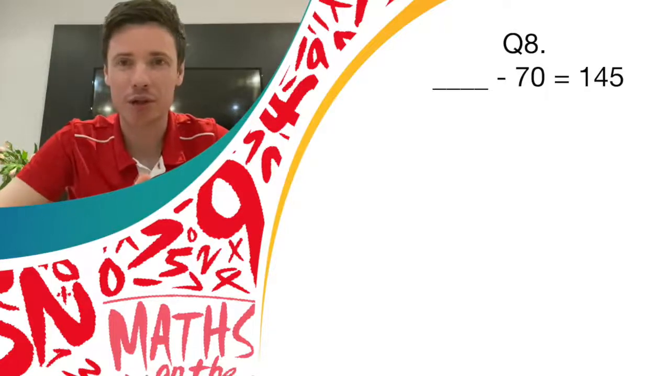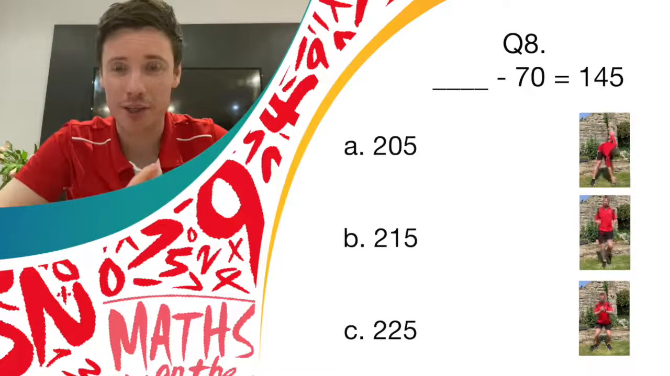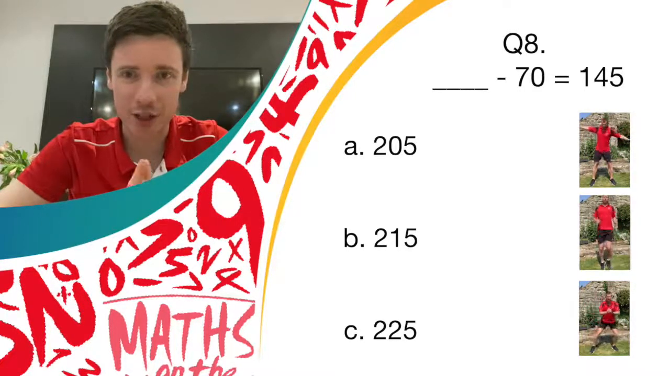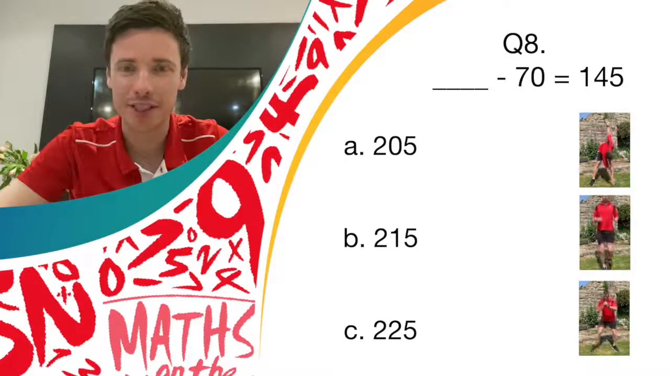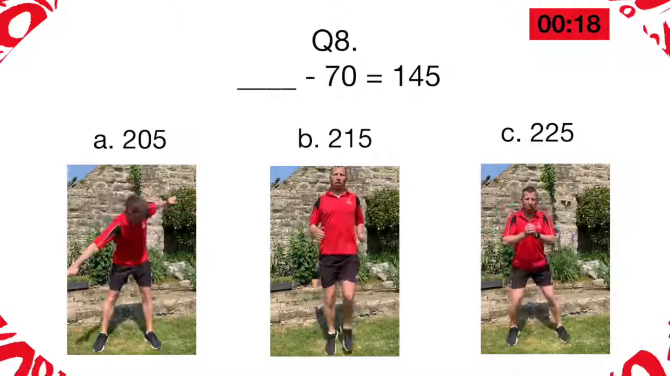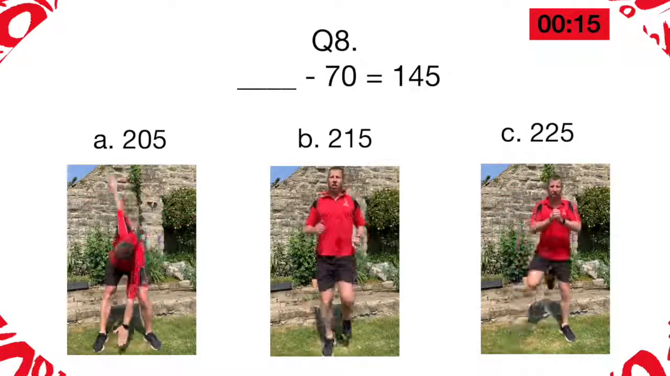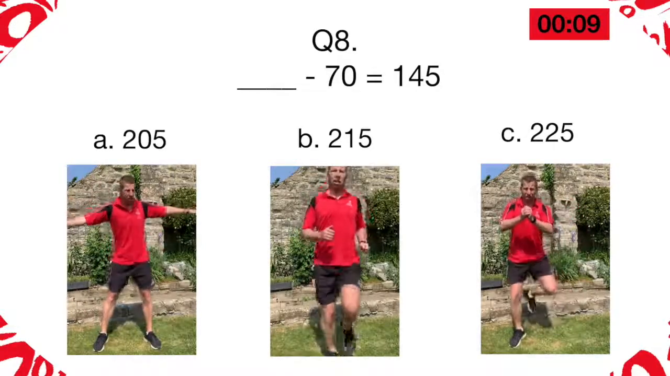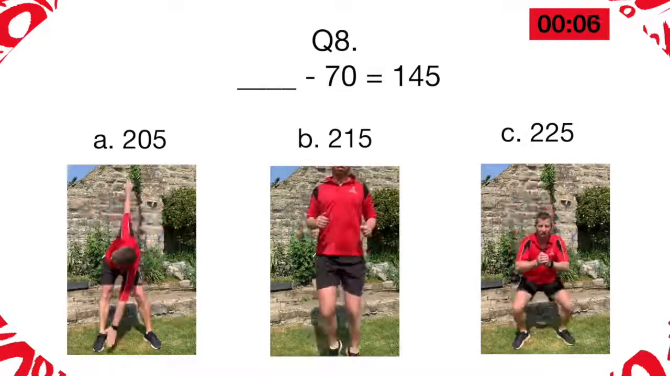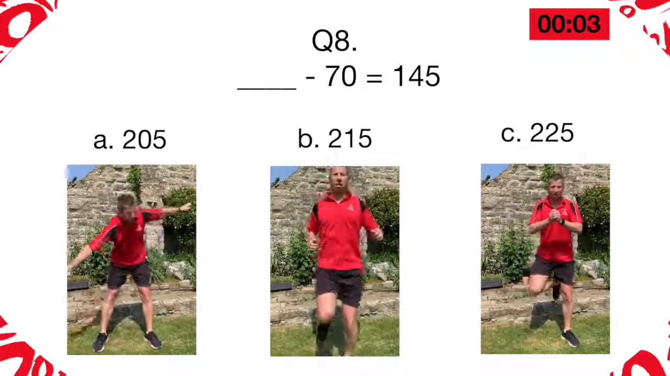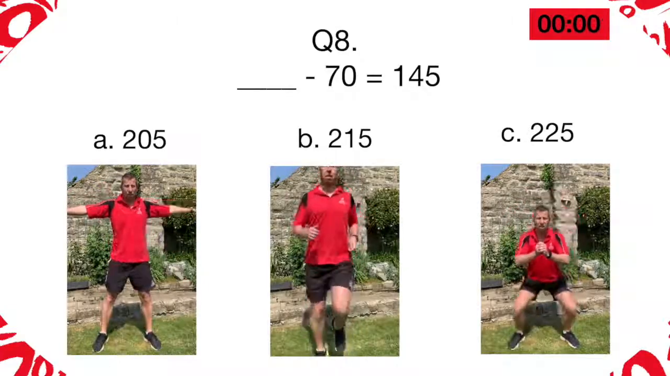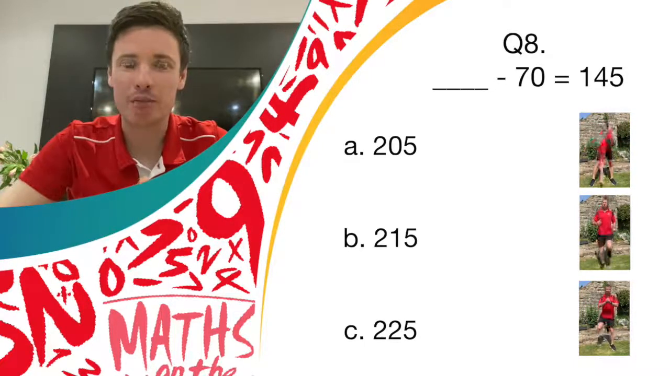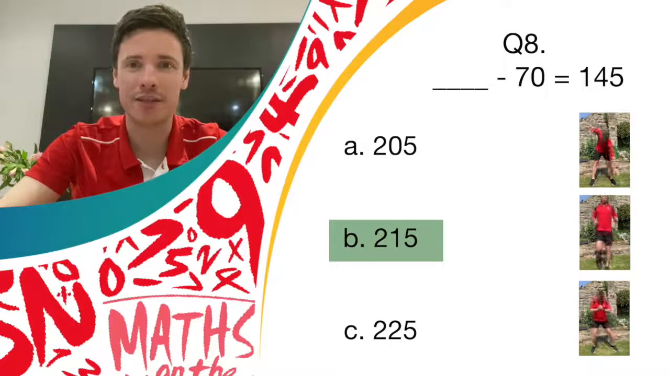Okay, so the options for this one are, if you think it's 205, it's the windmill movement. If you think it's 215, then it's running on the spot. And if you think it's 225, then it's the donkey kicks movement. Well done everybody. If you were running on the spot there, then give yourself another point because the answer was B, 215.